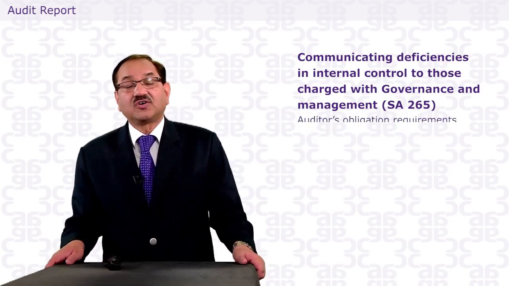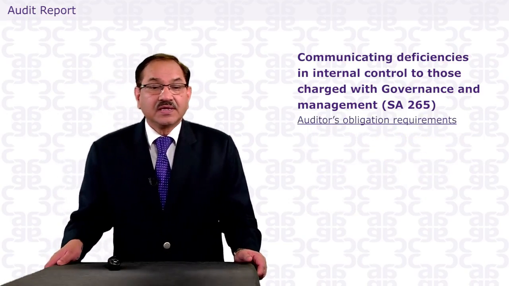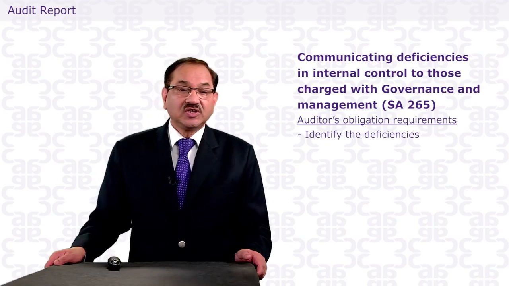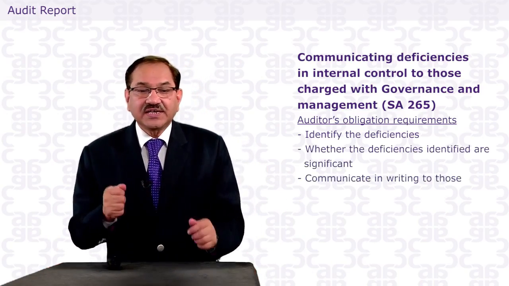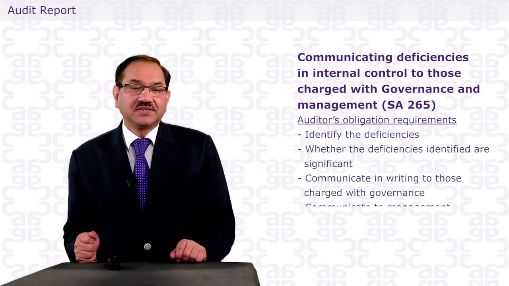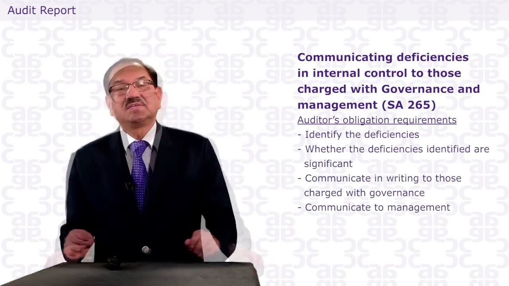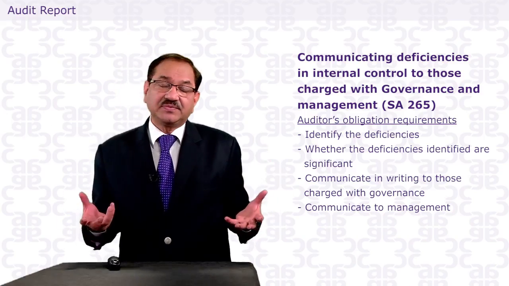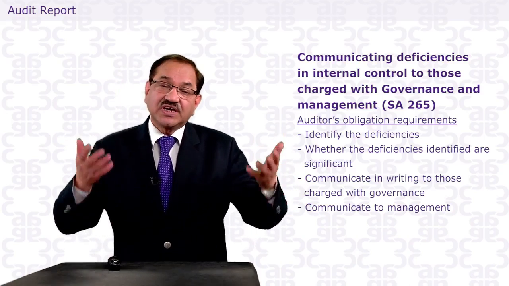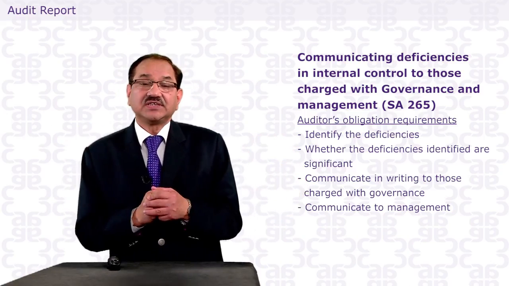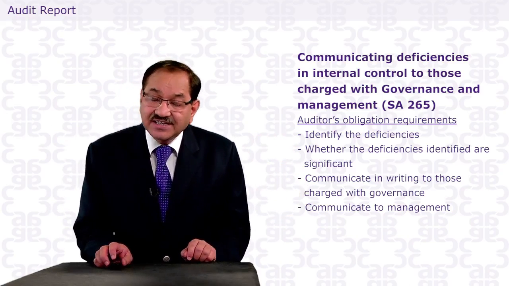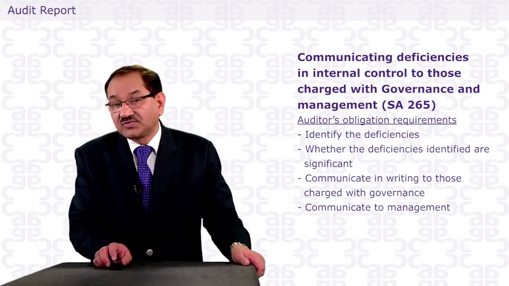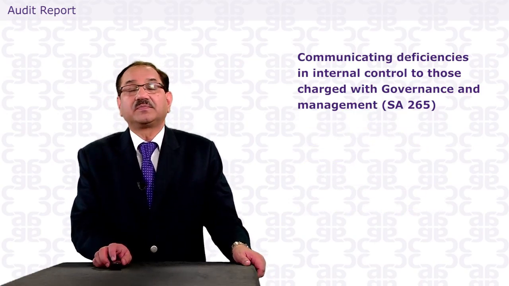What are the auditor's obligations? Identify the deficiencies, determine whether the deficiencies identified are significant, communicate in writing to those charged with governance, and communicate to management. You have to identify the deficiency first, consider whether those are significant deficiencies, and they have to be communicated in writing to those charged with governance or management.